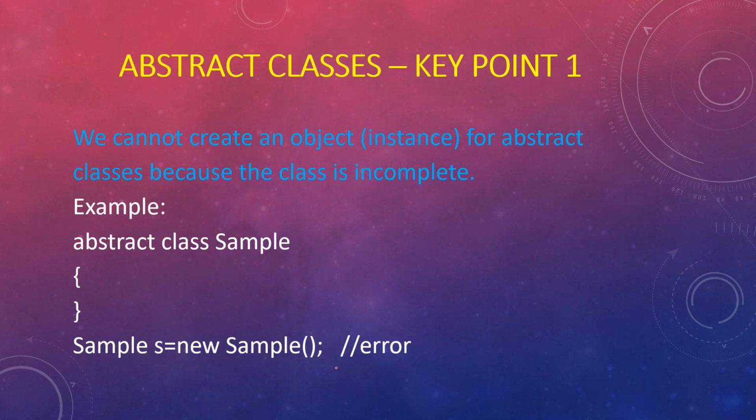So you know how to write an abstract class. We'll discuss a few points now. First key point is I cannot create an object for abstract classes. Usually objects will be created for the classes, isn't it? Yes, ma'am. But for abstract classes I cannot create an object.